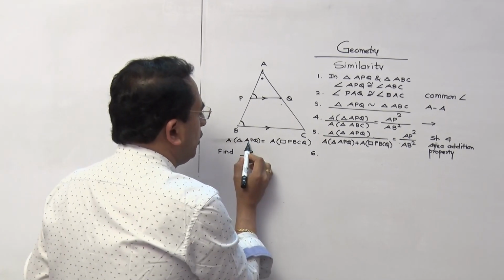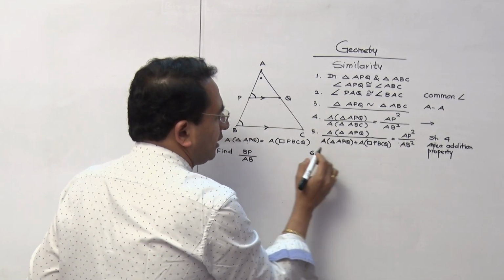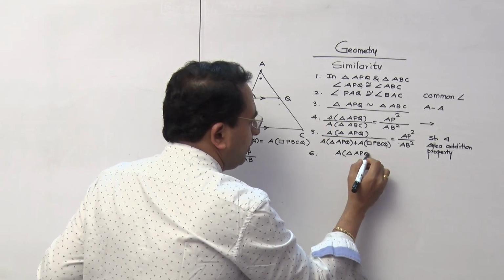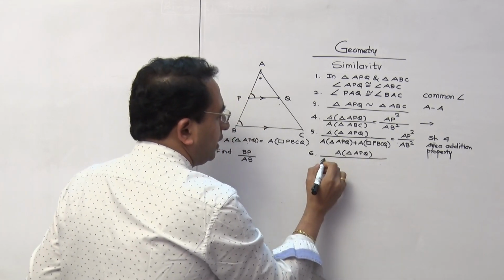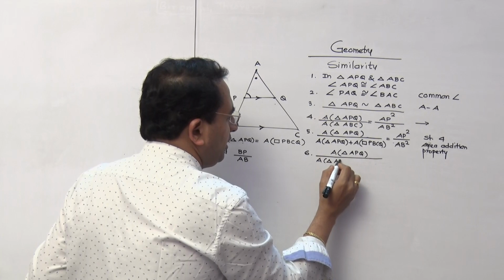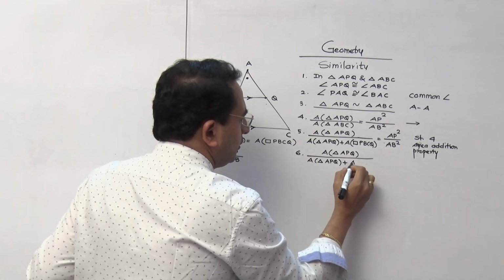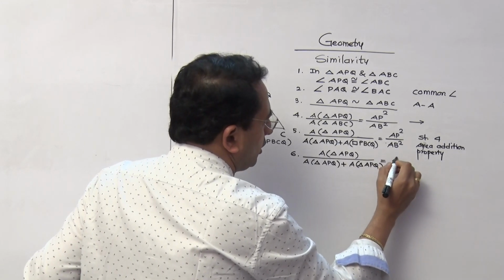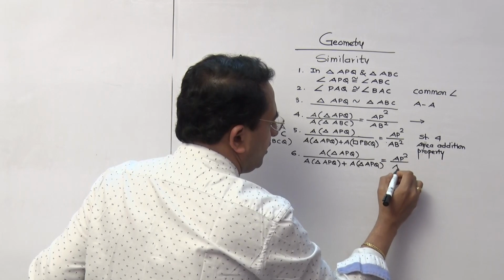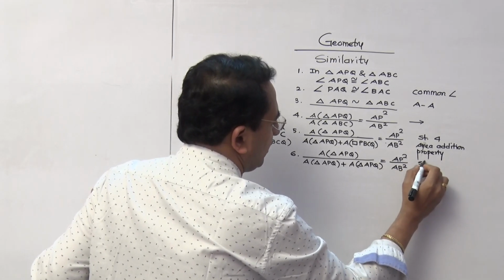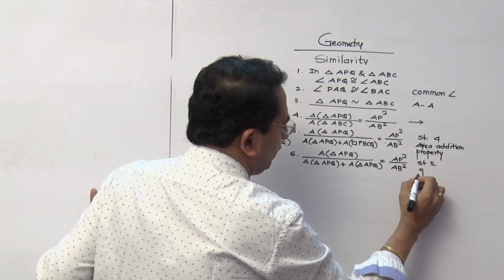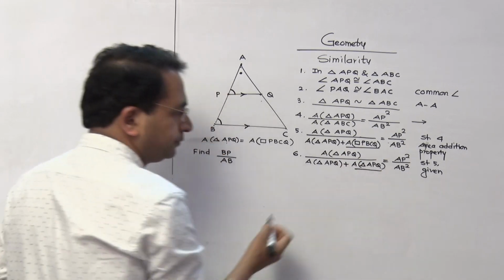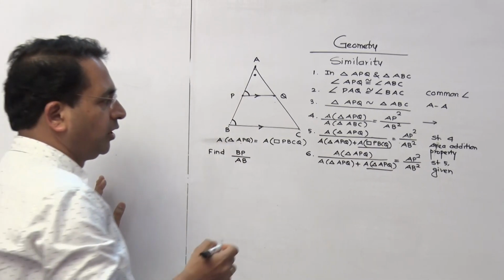They have given area of triangle APQ and area of quadrilateral same. Therefore, area of triangle APQ upon area of triangle APQ plus area of triangle APQ is equal to AP square upon AB square. This has its reason from statement number 5 and given, because that is the replacement I have done. Now there is no next number for the statement.